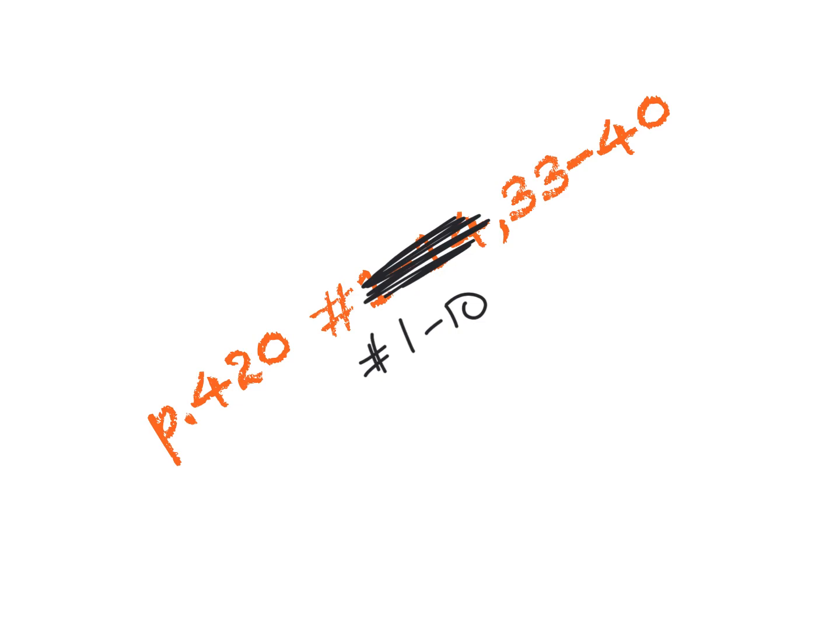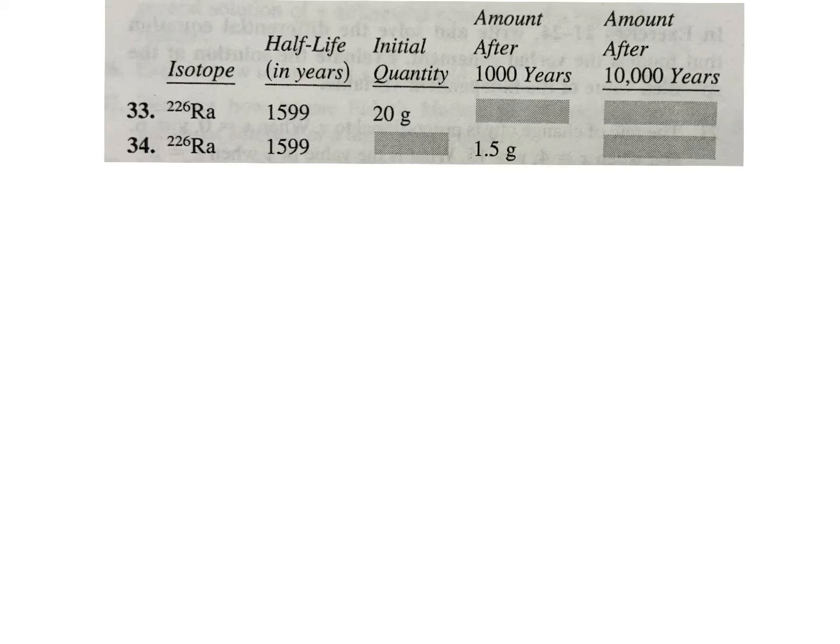So I'd like you to write these out, and then I want to do number 34 with you. On 34, very similar to what you guys did last year, we need to fill out this little chart. And in 34, they give you a half-life is 1599 years, and then it gives you an amount after 10,000 years, and it asks to solve for initial quantity and the amount after 10,000 years. So this is going to be solving for C for our initial quantity.